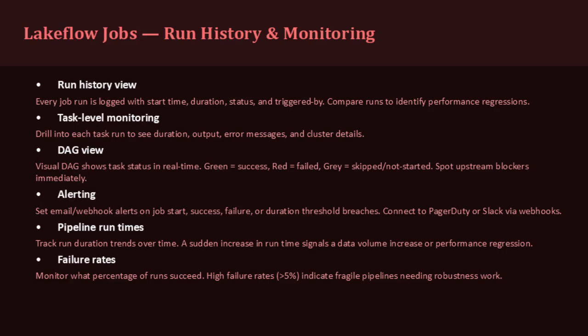For the exam, picture this scenario. A job that used to take 30 minutes now takes 90. Where do you look first? The run history view to compare timelines. Then you drill into the slow task. Then you go into the Spark UI for the task stage metrics.